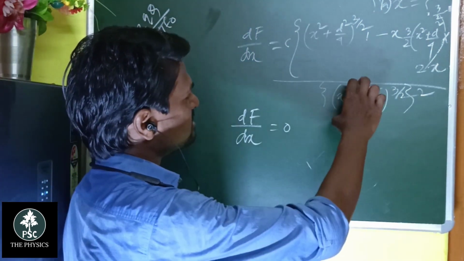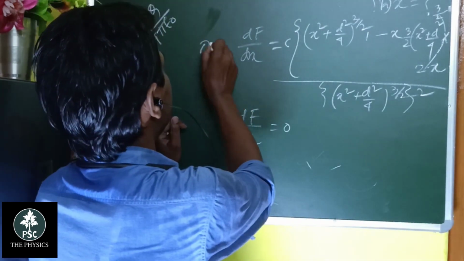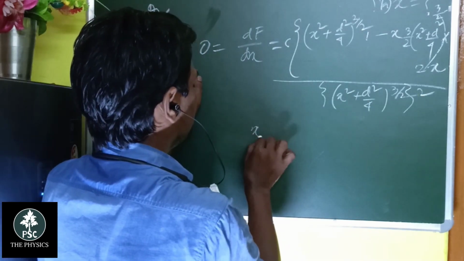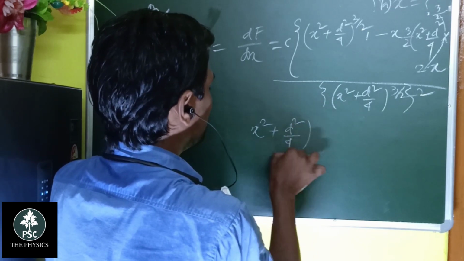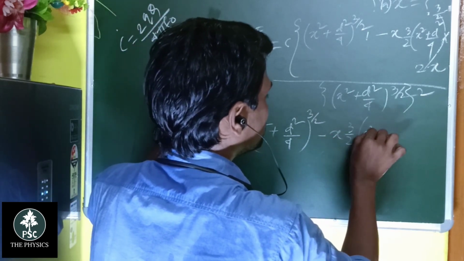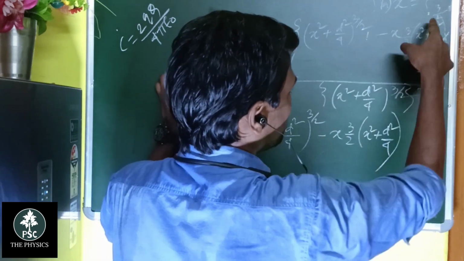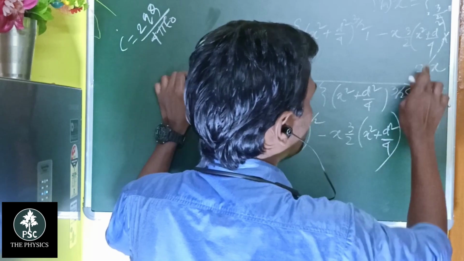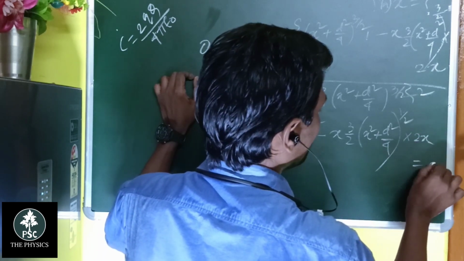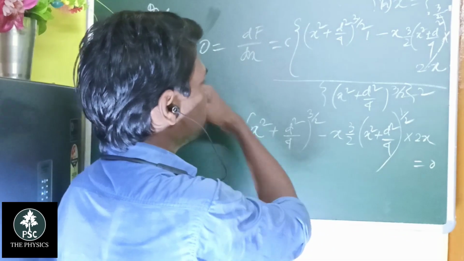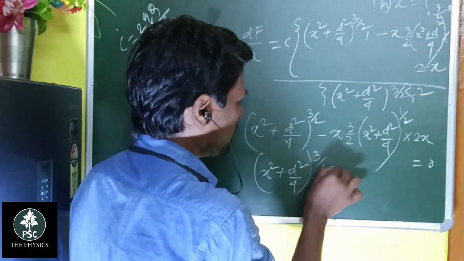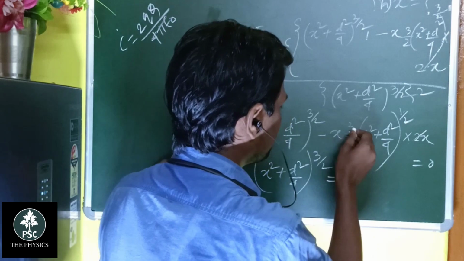So this is 0, since 0 into something is 0. It remains as this part: (x squared plus d squared by 4) whole to the power 3 by 2 minus x into 3 by 2 into (x squared plus d squared by 4) whole to the power 3 by 2 minus 1, that is half, into 2x, and the 2 cancels, 2x. And this is equal to 0, since 0 into something equals 0, and c is also 0. So (x squared plus d squared by 4) whole to the power 3 by 2, and 2 cancels, and this is 3x squared.